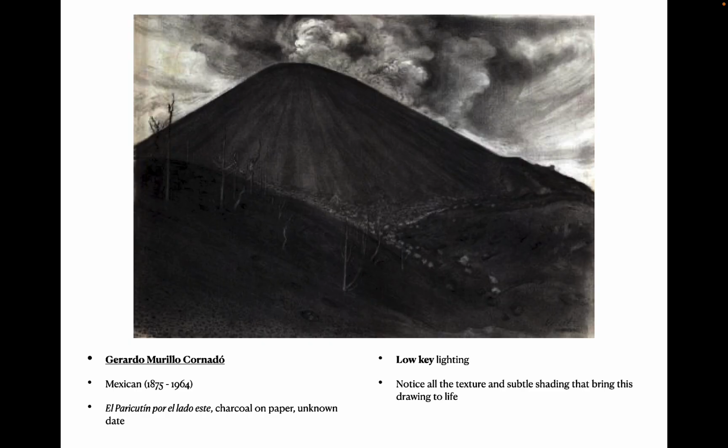Coronado is creating so much different value from dark to light here. And I would consider this a low-key lighting situation where it's really dark, right? Because the volcano is erupting and it's making the sky really dark. The scene is really dark, but we're still getting a big contrast between values where we're seeing some lights and some darks. So I would just want you to notice what charcoal can do.